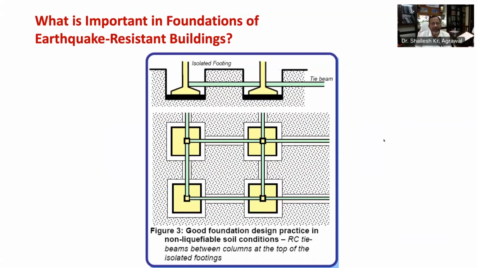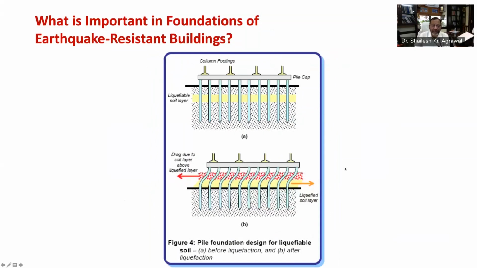If soil type is hard, isolated footings may suffice under individual column, but these foundations must be tied to each other with beams at top of footings or within the footing depth to resist relative movements between column base, as you can see in this figure. On the other hand, if soil underneath is soft, other foundation type may become necessary, that is raft foundation or pile foundation.